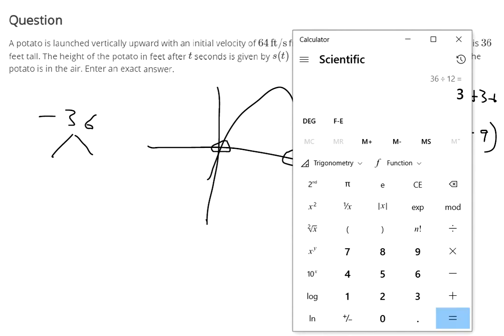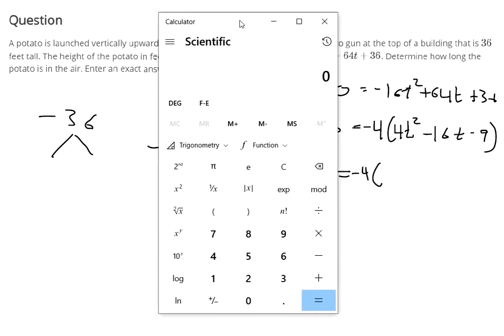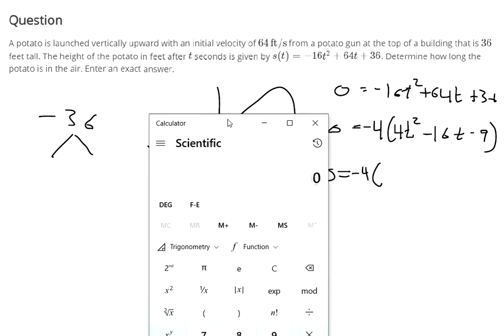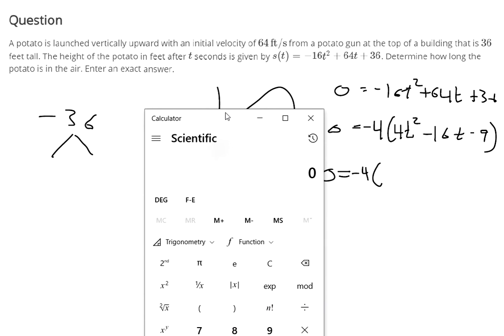3 times? No, that won't work. 36 divided by 8. No, 36 divided by 9. That makes 13. No. I just did that one. I don't know. Maybe this isn't factorable. Maybe you have to use the quadratic formula. Unless I copied something down wrong. Doesn't look like it. Did I do something wrong? 36. No, that's 9. 4 divided by 4. Second guessing everything.